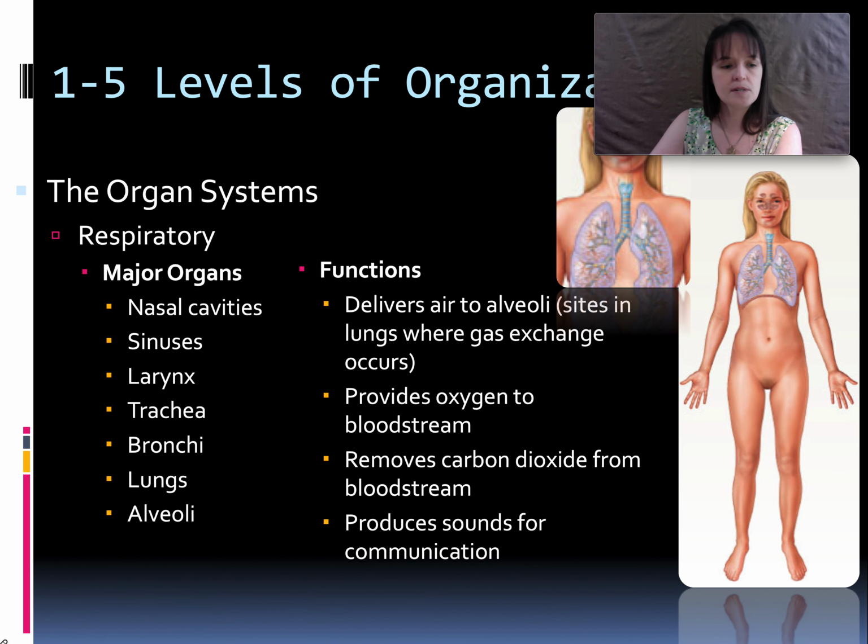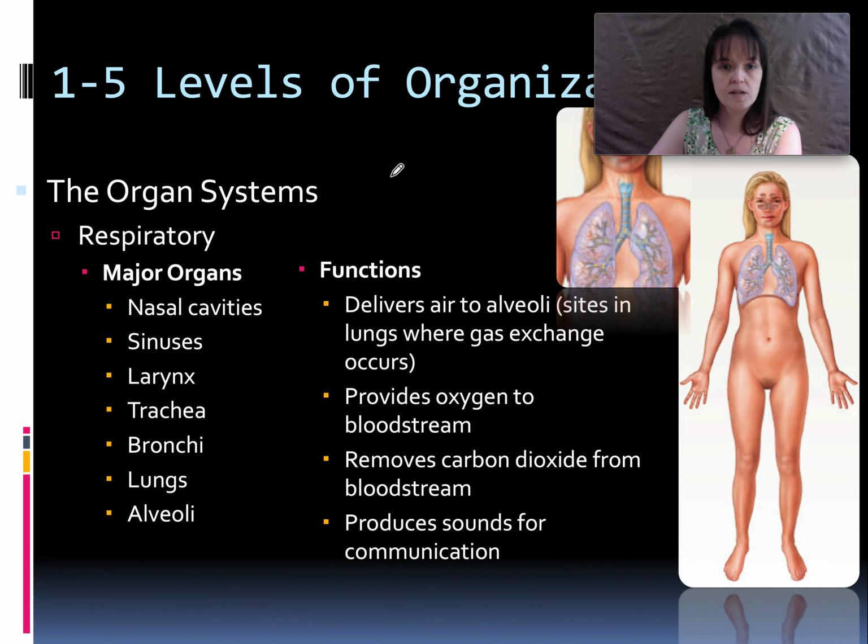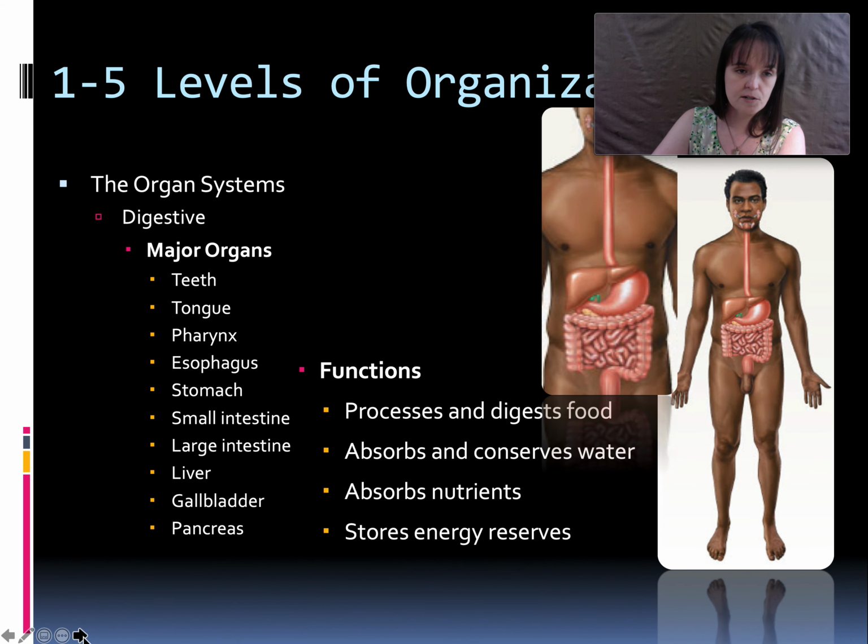And then the respiratory was also test, what did I say, three? Cardiovascular and respiratory together, I think. Nasal cavities, sinuses, larynx, trachea, bronchi, the lungs, alveoli. These terms that you don't know, we will learn all of them next semester. And the function here is to get air to the exchange surfaces, which are the little alveoli inside the lungs. And that gets oxygen into the bloodstream, removes carbon dioxide from the bloodstream, and also produces sound for communication. So that's an important function.